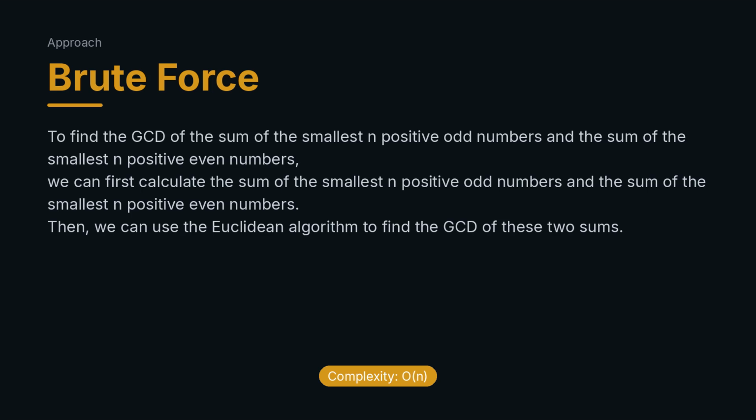To find the GCD of the sum of the smallest n positive odd numbers and the sum of the smallest n positive even numbers, we can first calculate the sum of the smallest n positive odd numbers and the sum of the smallest n positive even numbers. Then, we can use the Euclidean algorithm to find the GCD of these two sums. The complexity here is O(n).